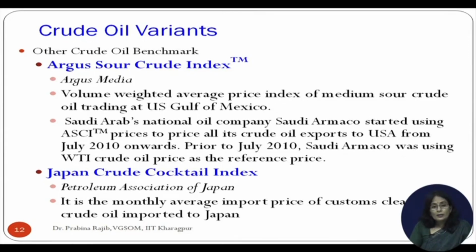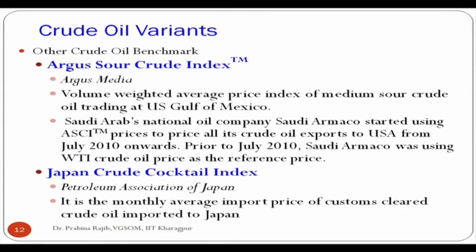Similarly, you have another index called the Japan Crude Cocktail Index. The Petroleum Association of Japan calculates this Japan Crude Cocktail Index. It is the monthly average import price of customs cleared crude oil imported to Japan. So this index is again used by many crude producers from the Asian region.